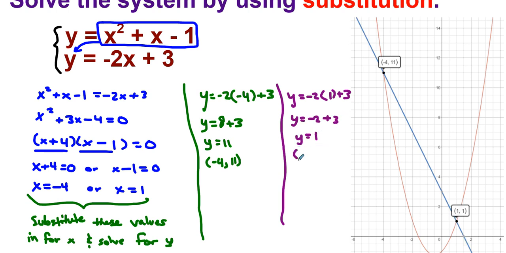And you can see here, negative 4, 11 and 1, 1 are the two intersection points that you can see graphically, but we wanted to solve this algebraically using substitution. Again, this is just a visual so you can see what's going on, but those are my solutions. And here's how we represent these using set notation.